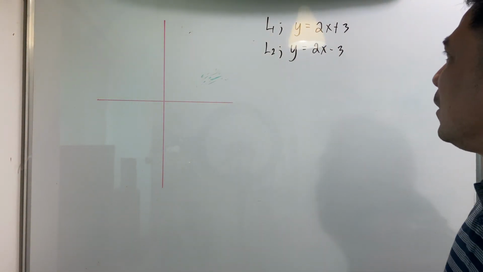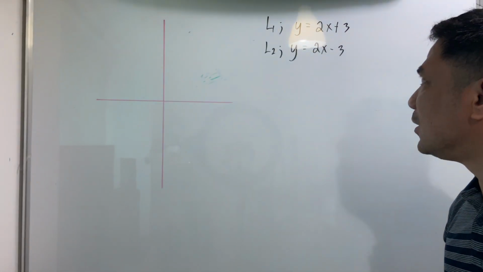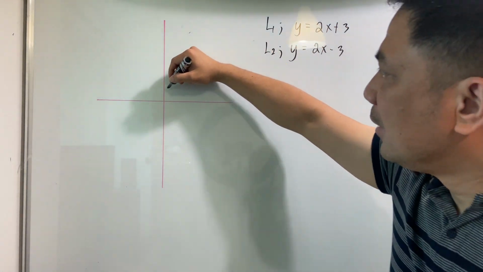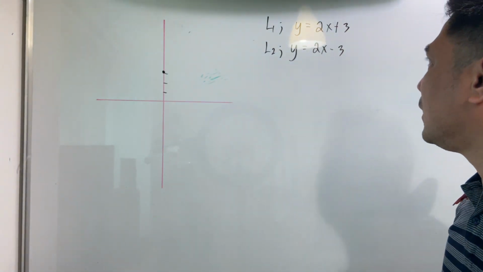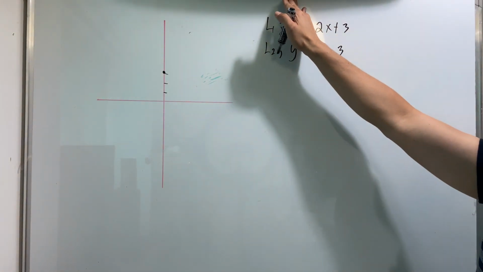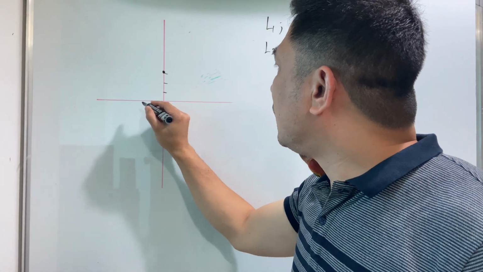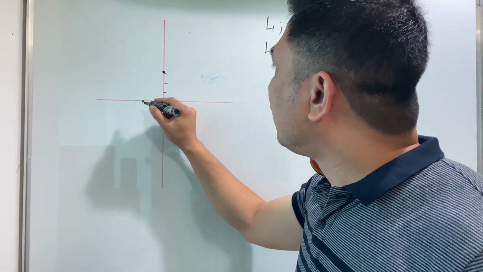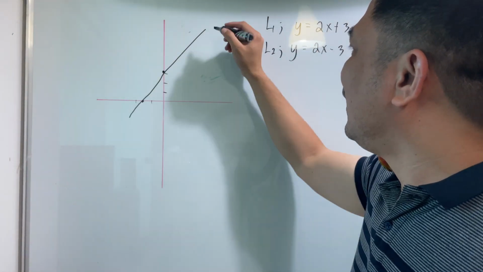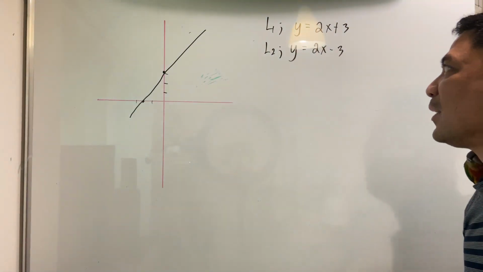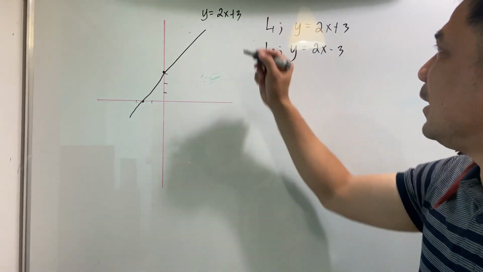If I graph line 1, y equals 2x plus 3, then if x is 0, y is equal to 3. So 1, 2, 3. Our line 1 will intersect at y equals 3. And if y is 0, x is equal to negative 3 halves, which is negative 1.5, somewhere here. So you have a line which is like this. Sorry for the line, but just imagine that it's a straight line. This has the equation y equals 2x plus 3.